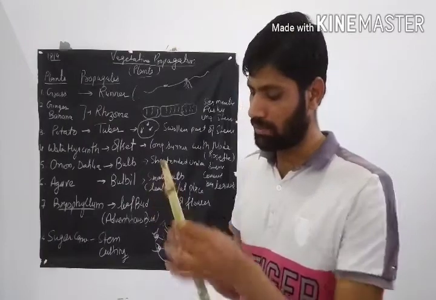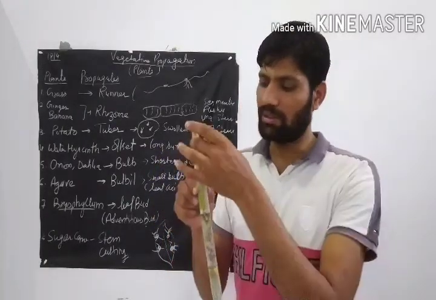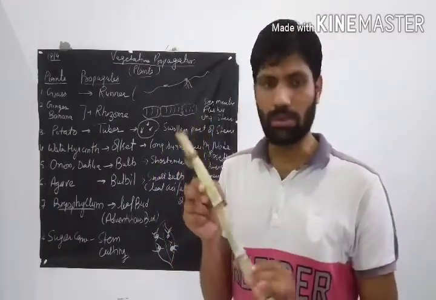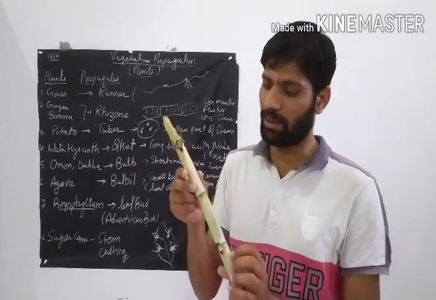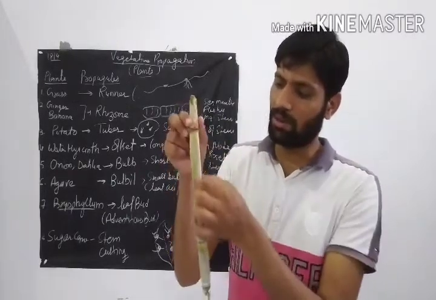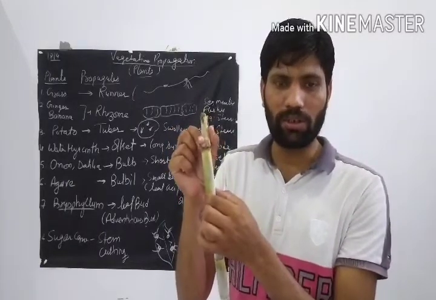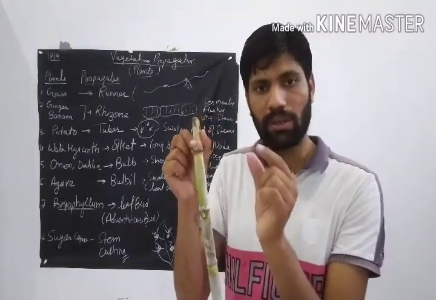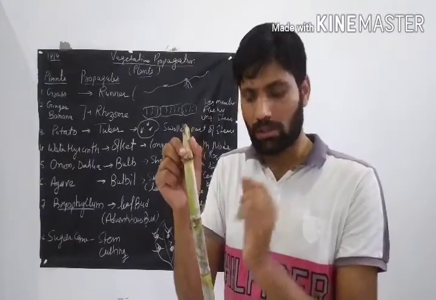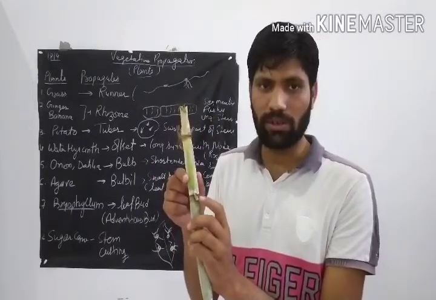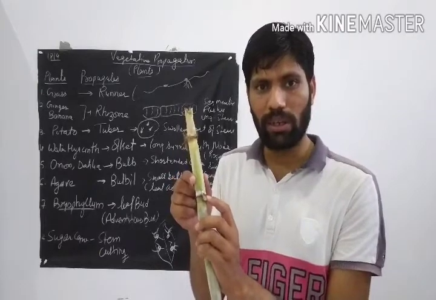Now try to understand this structure. This is the stem of sugarcane. Now see that this long part of the stem is known as internode. Inter means in between, between nodes. So this part which connects the two nodes is known as an internode.